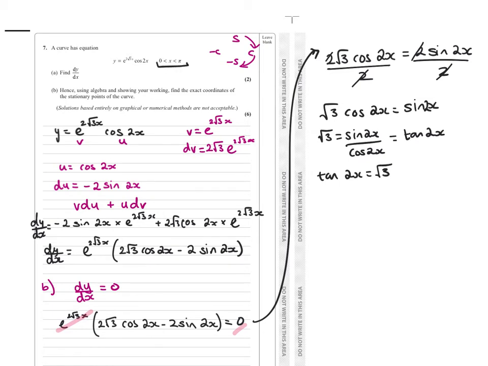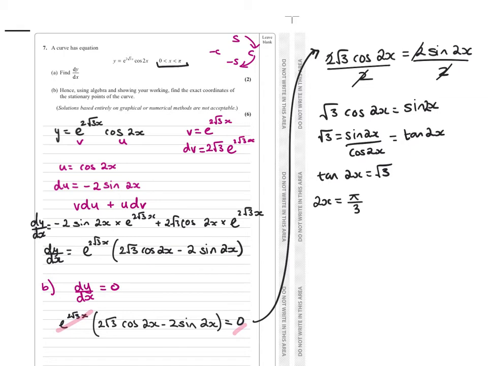It clearly says 0 is less than x is less than pi, which means we are going to be using radians. Here, though, we have 2x. So 2x equals the inverse of tan root 3, which is pi over 3.